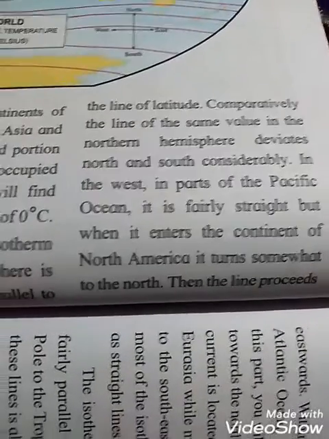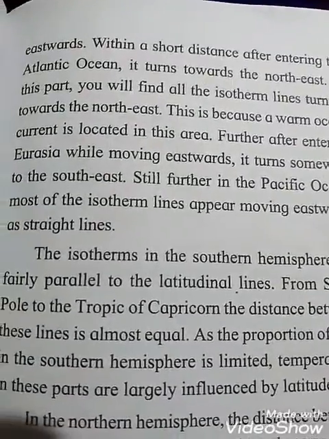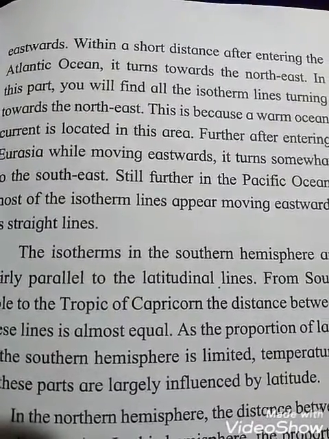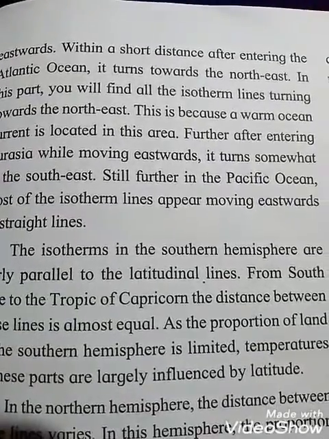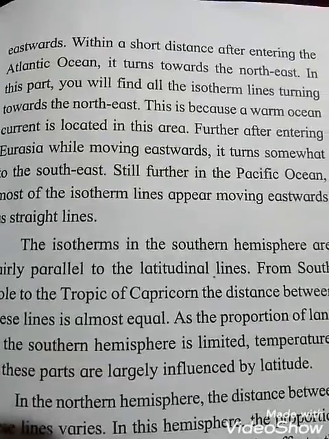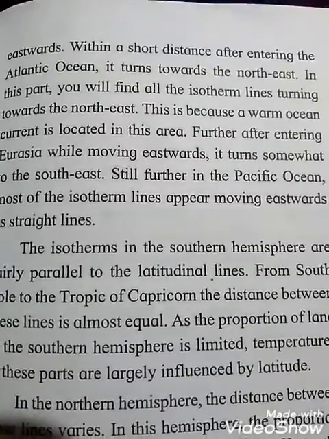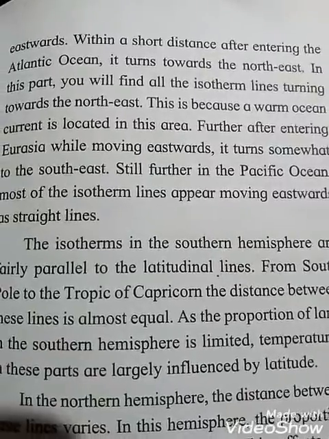Then the line proceeds eastwards. Within a short distance after entering the Atlantic Ocean, it turns towards the northeast. In this part, you will find all the isotherm lines turning towards the northeast. This is because, students, a warm ocean current is located in this area. Why did this happen, students? The isolines turn towards the northeast because a warm ocean current is located in this area.